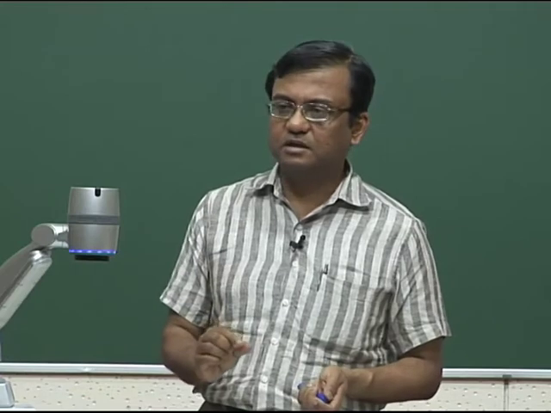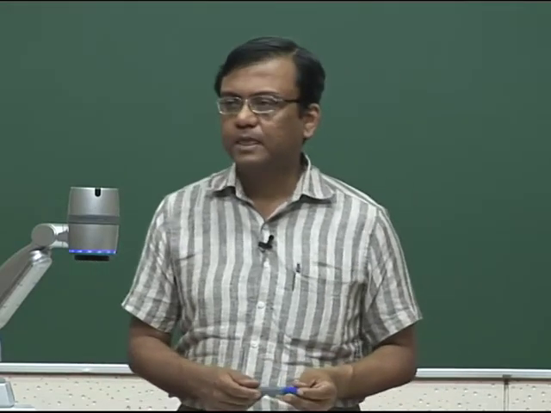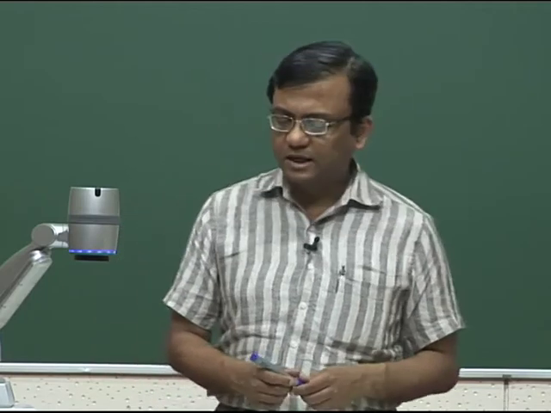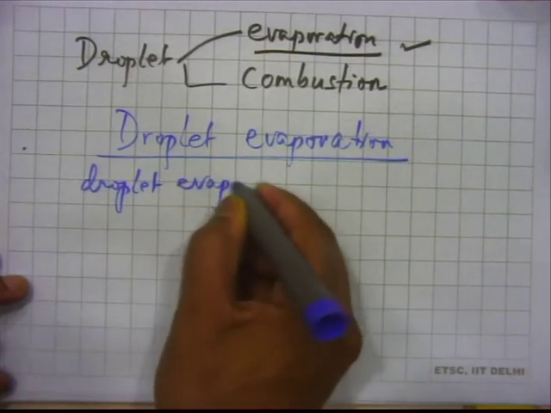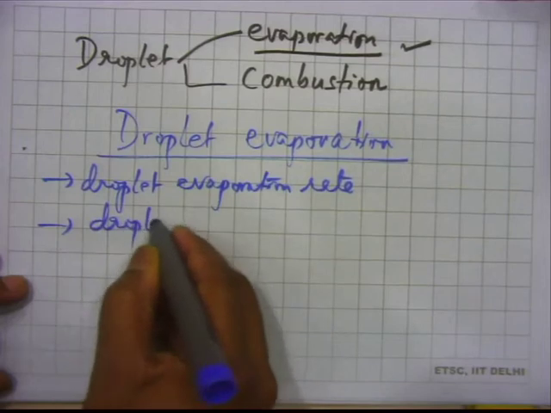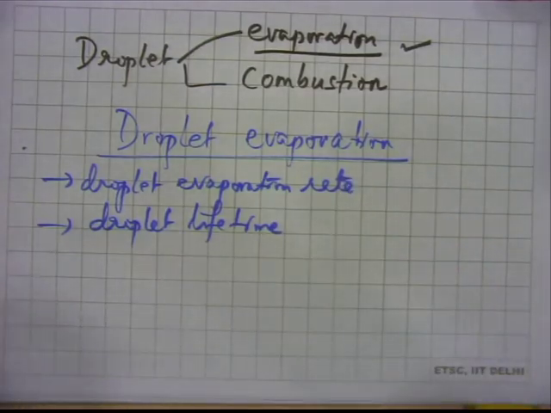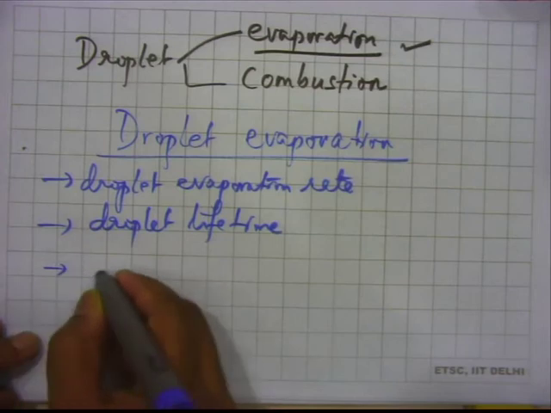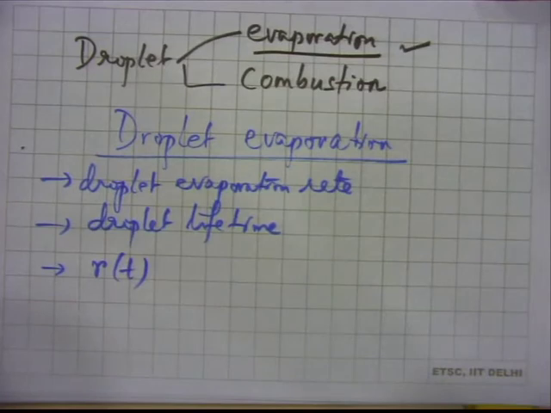That means it starts with a certain size, let us say a 1 millimeter diameter droplet. It will take some seconds or maybe a fraction of a second to evaporate completely. That is called the droplet lifetime. So, we are interested in droplet evaporation rate and droplet lifetime. Actually, if you get the evaporation rate, maybe you can reach the droplet lifetime also. The other thing which can be interesting, and related in fact, is droplet radius as a function of time. Of course, it will depend on the evaporation rate, isn't it?